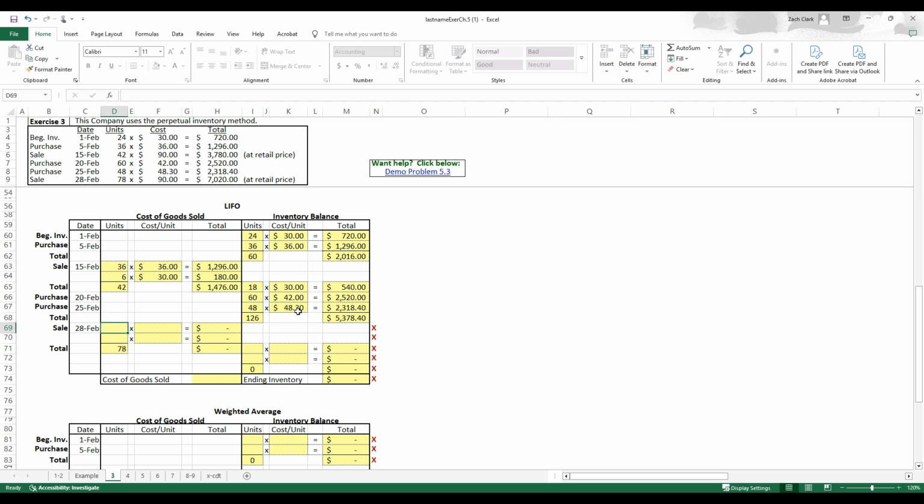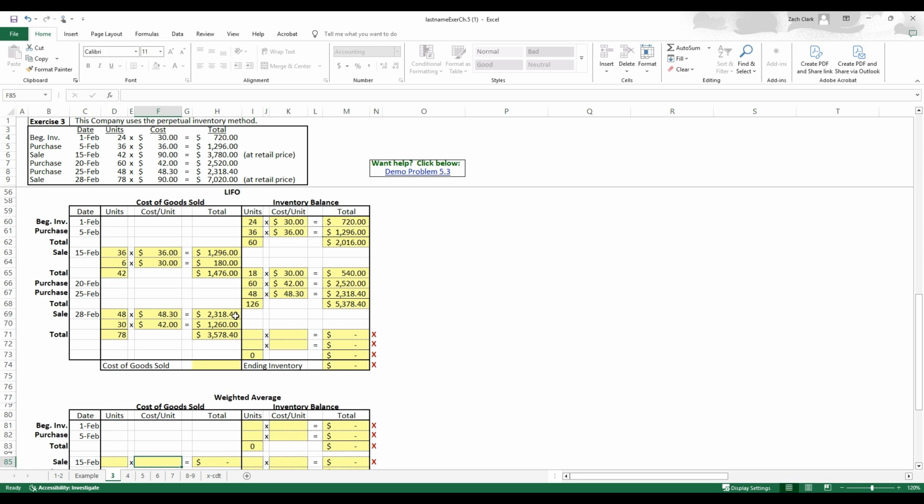We're going to start with the last layer we purchased first, so 48 units at $48.30. So that layer is gone. Sold through that one, and then we're going to need the difference. So we need 30 more units, and those units are going to come from this layer there, and that will leave us with 60 minus the 30, 30 units at $42, and then we'll have 18 units at $30 for the older portion there.